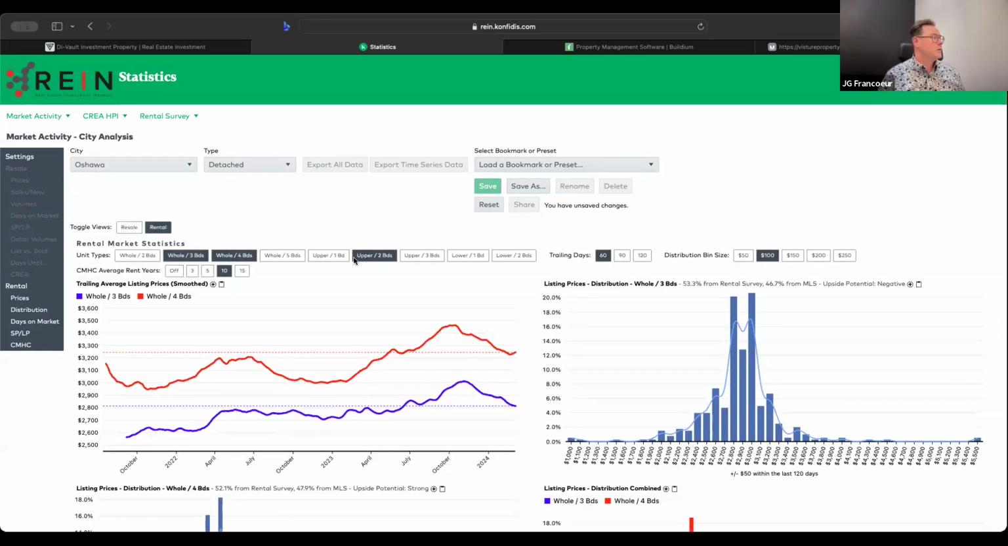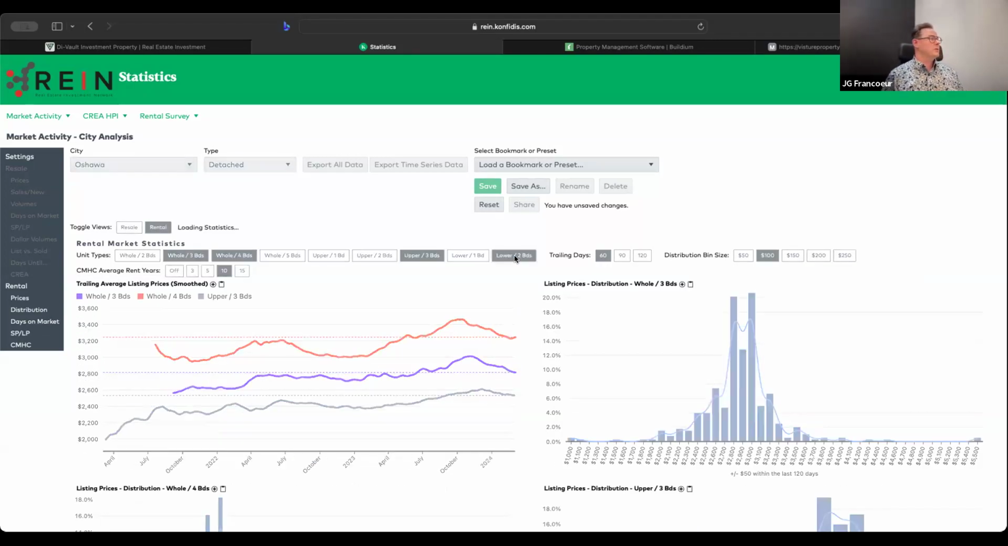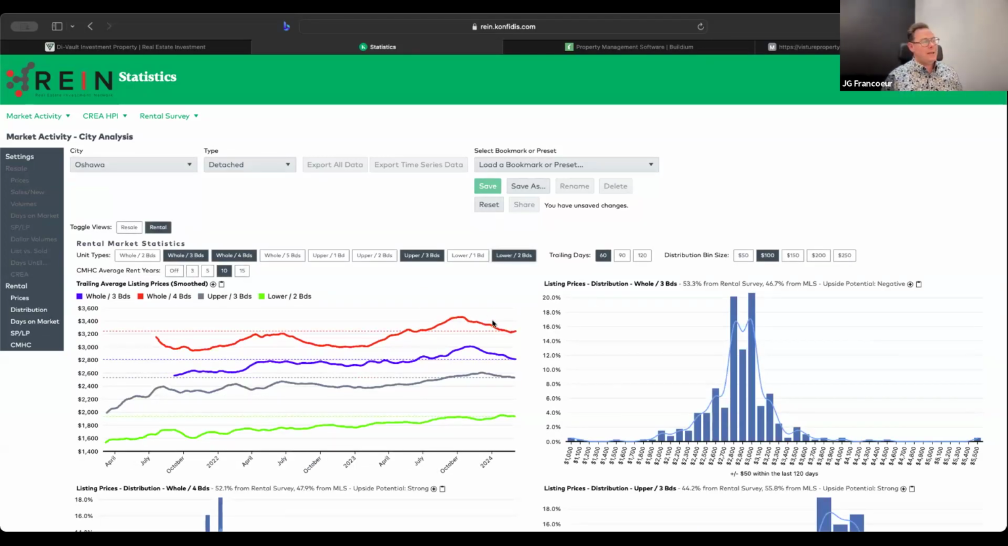Okay, Oshawa, and we're going to go upper 3s, lower 2s. Okay, so Oshawa, again, a very different picture. Oshawa's picture looks a lot more like Barrie. If you compare it, Oshawa's doesn't look like Peterborough. It doesn't look like Orillia. It looks more like Barrie's, where 4 bedrooms have been compressing from a high of 3,461 down to 3,242. So they're down 8%. The rents in 3 bedroom homes are down from 3,000 down to 2,814. You can see upper 3 bedrooms are trending down, and the lower 2 bedrooms are trending up.